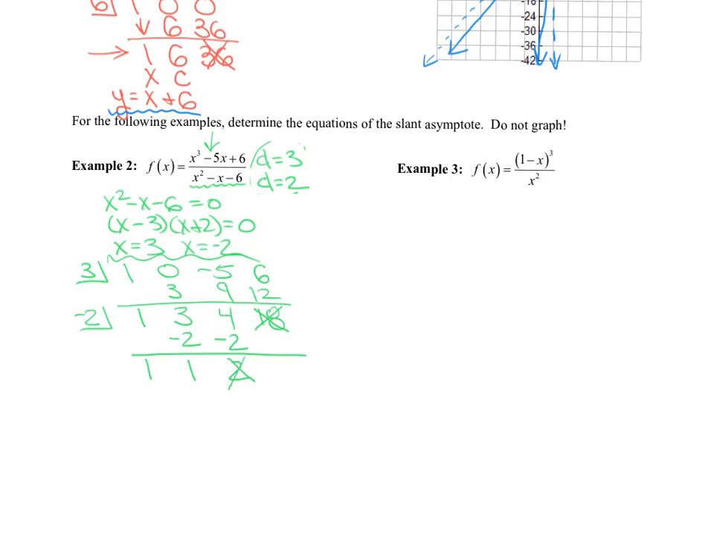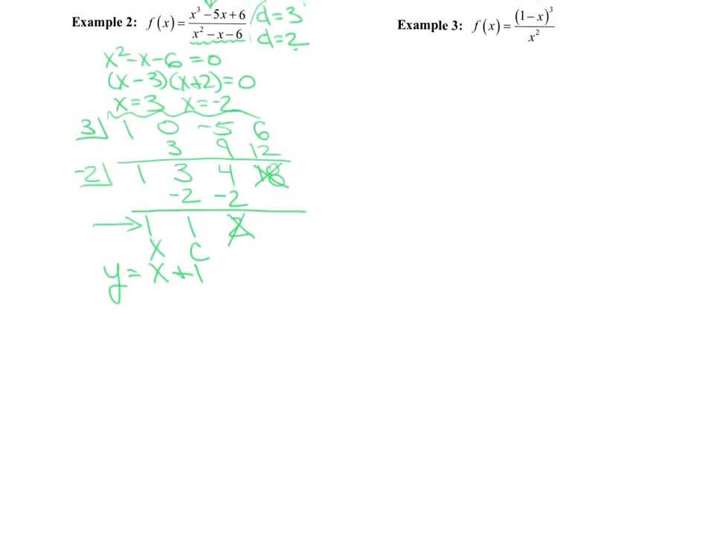Again, we ignore the last number. This is our constant, and this is our x term. So the meaning of this row is y equals x plus 1. That is the equation of our slant or oblique asymptote.